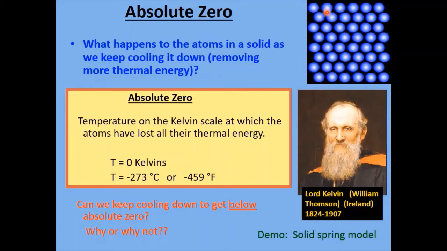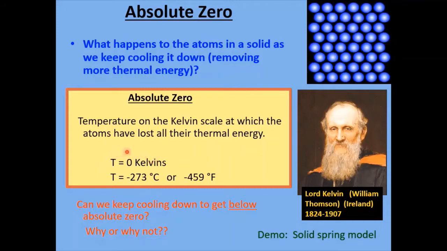And at that point, the atoms inside this solid will be absolutely still. They will not be moving at all. So this is a temperature called absolute zero. It's a temperature on the Kelvin scale at which the atoms have lost all their thermal energy. And so on the Kelvin scale, this is 0 kelvins.